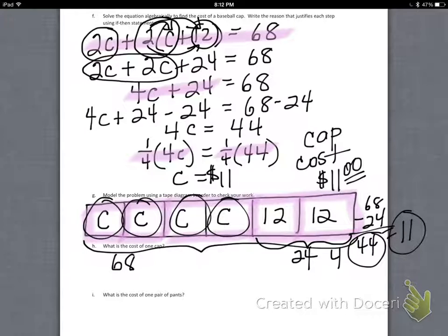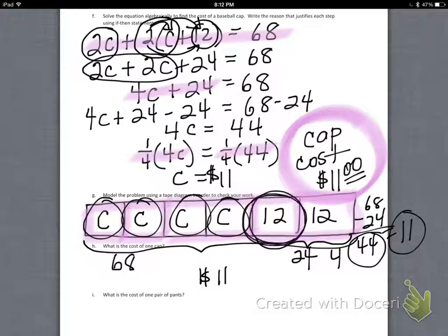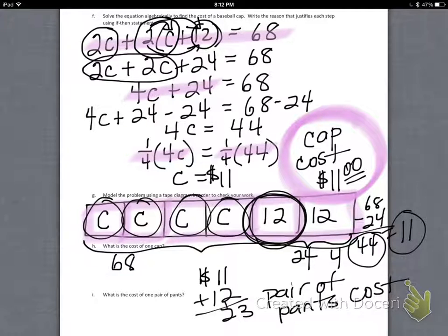Alright, well, letter H, first of all, is asking us what is the cost of a cap, and we had that already right here. Cost of a cap is $11. But then to figure out the cost of a pair of pants, we would just take that $11 that we know, and we know that the pants were, from the problem, $12 more. Then we add 12, so that would equal 23. So a pair of pants costs $23.